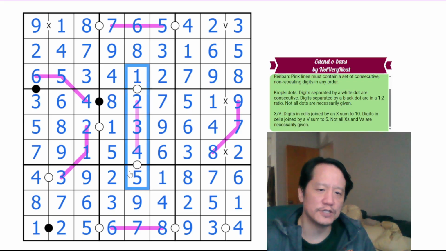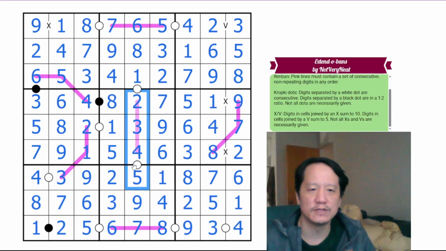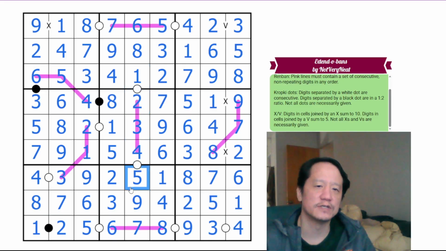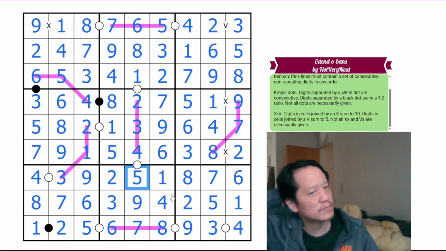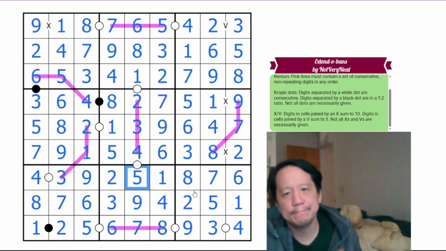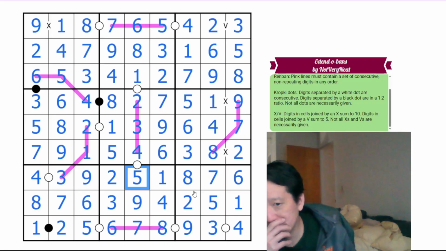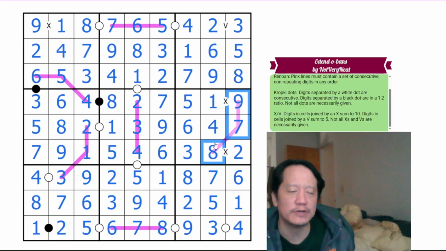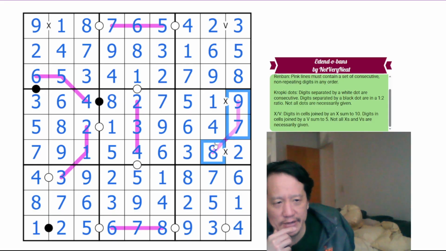Kind of interesting. These extendo bands, or Renbans, longer Renbans, essentially. But they're forcing where everything can be, which is interesting. Yeah, seemed fairly easy. The only tricky part, I think, was this part, but it's not that hard to do, I guess.